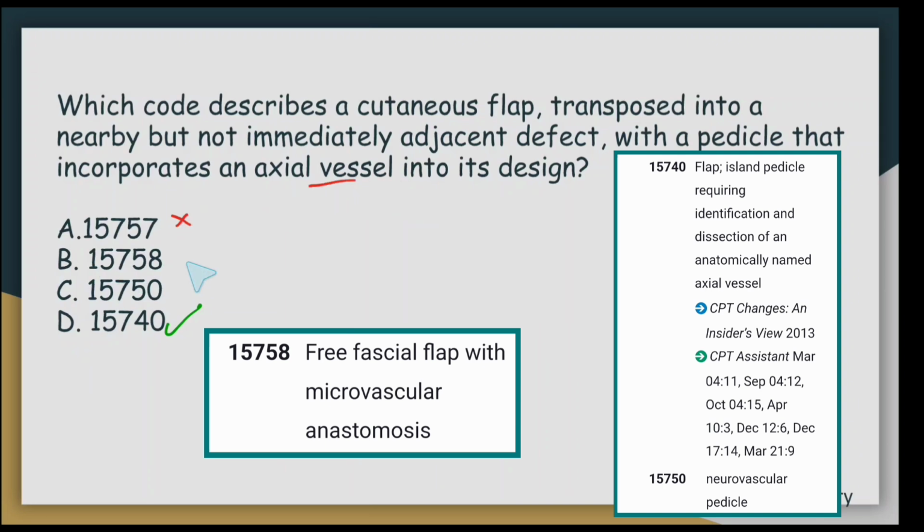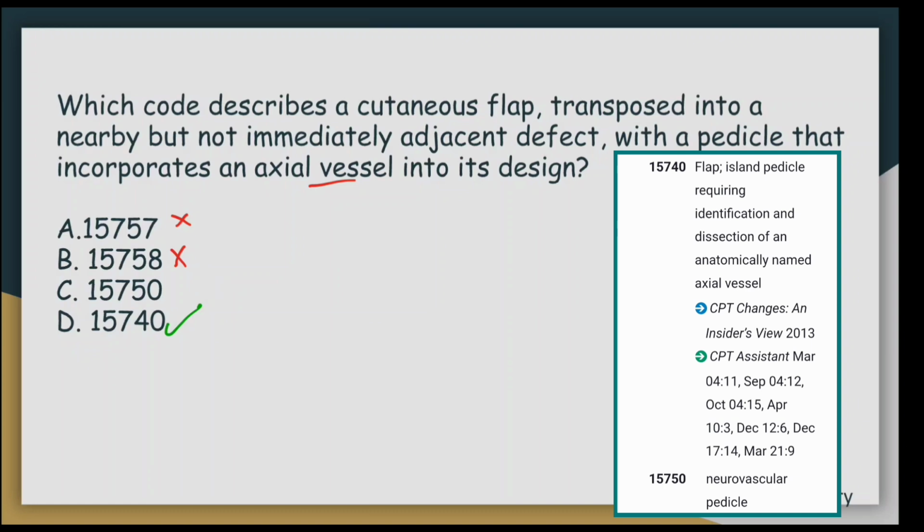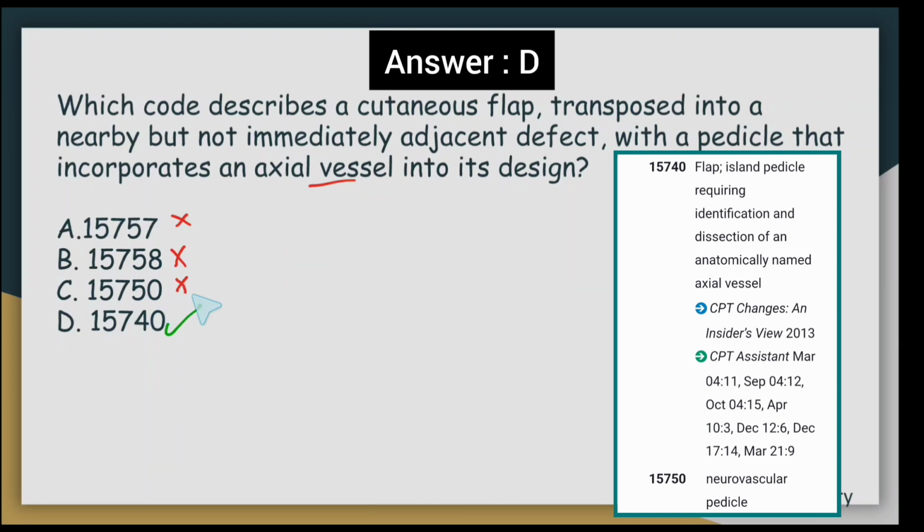So option B is wrong. Eliminate option B. And coming to option C, 15750, that is for flap neurovascular pedicle. But in the question they have mentioned a pedicle that incorporates an axial vessel into its design. So that is matching with the code 15740. So we'll eliminate option C. Let us move on to the next question.